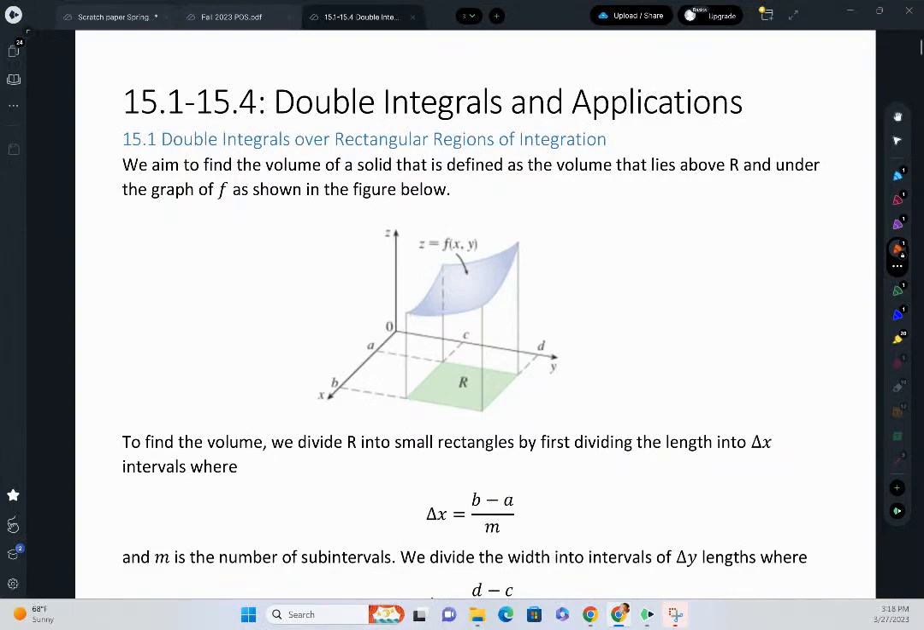So a double integral will coincide with a function of two variables, and a triple integral will coincide with a function of three variables. So we start off with the two variables in our double integrals, and we're going to focus for just a moment in 15.1 over rectangular regions of integration.